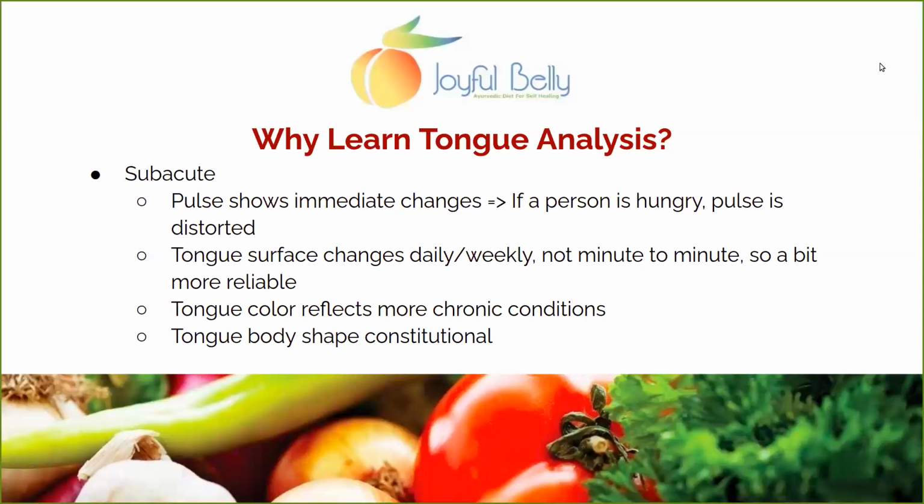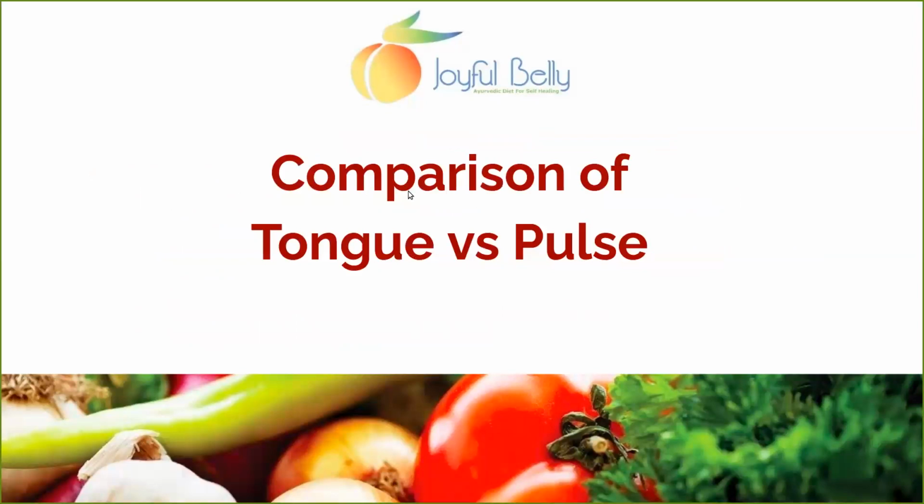So it's a useful sort of intermediate assessment tool. It kind of is reliable for what's been happening over the last week or so. Tongue color can reflect more chronic conditions. The tongue surface is more like a weekly condition. Tongue color reflects chronic conditions, and the tongue shape is more constitutional and something that you have throughout your life. So tongue shape doesn't change that much. Slowly over time, over years and years. Okay?